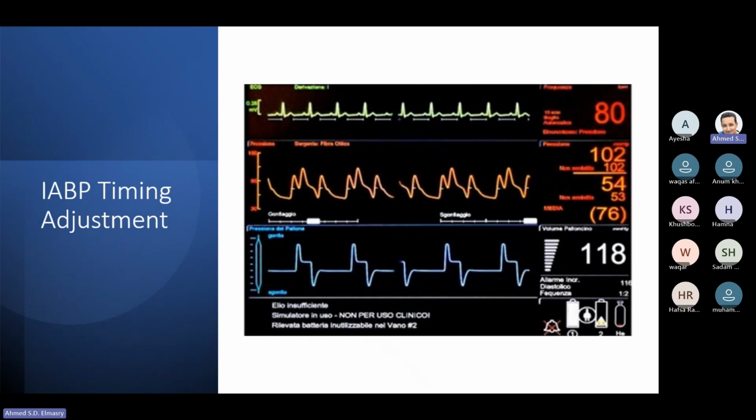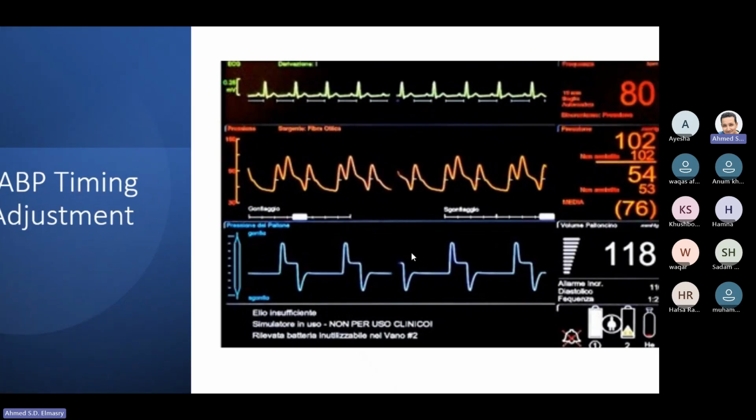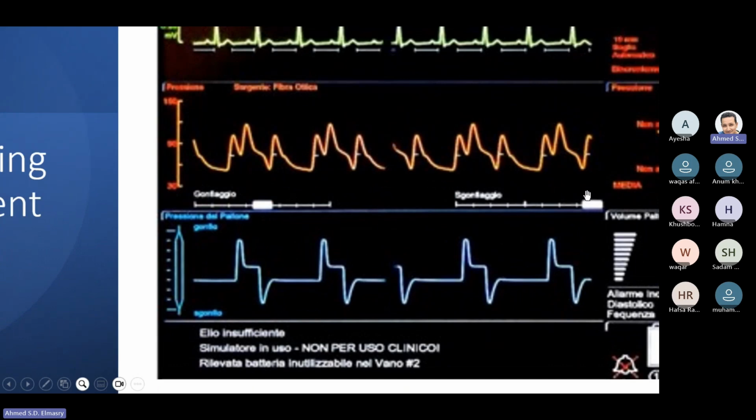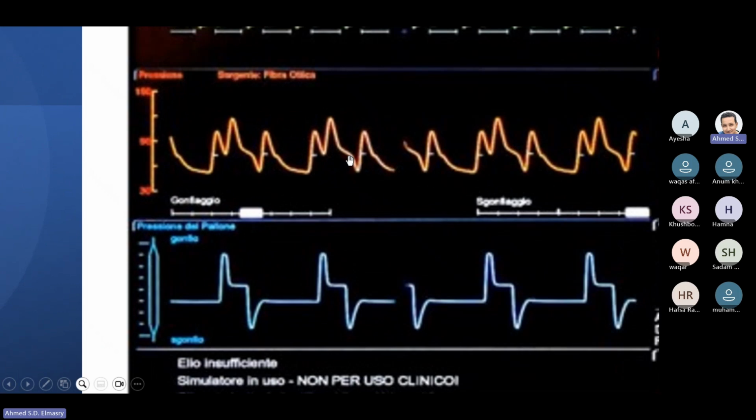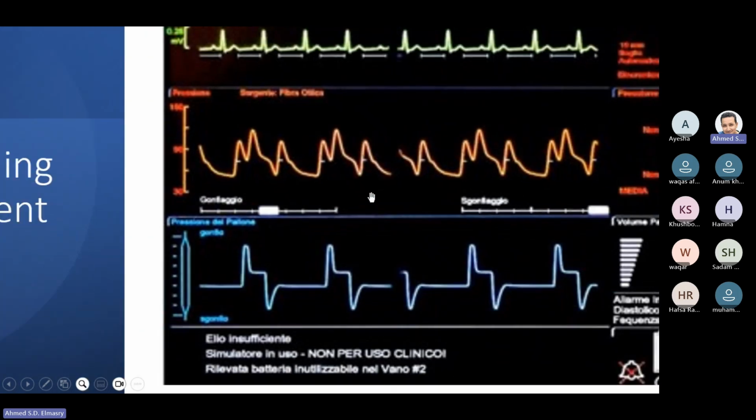And the last abnormality related to the timing is the late deflation. As you see here, this is the beginning of the deflation, and the time for the deflation was very short compared to this one. So from this point to this point is the inflation timing, and the deflation timing is from this point to this point. So this patient is having a very short deflation time and a very prolonged inflation time because of late deflation.